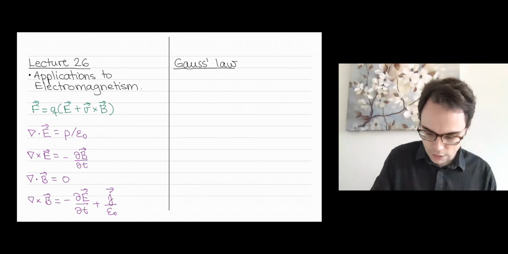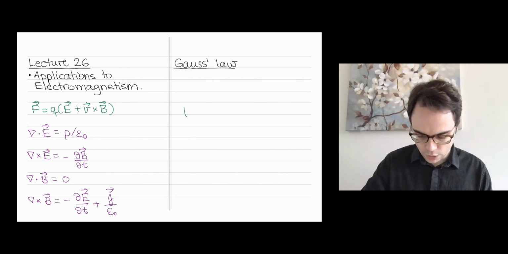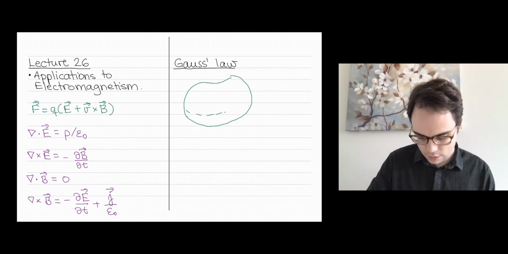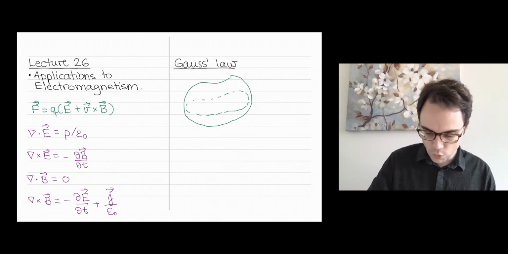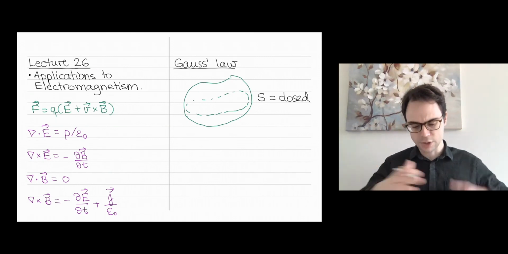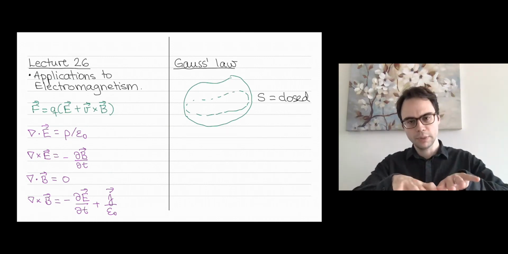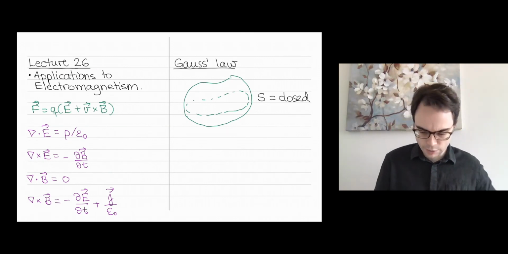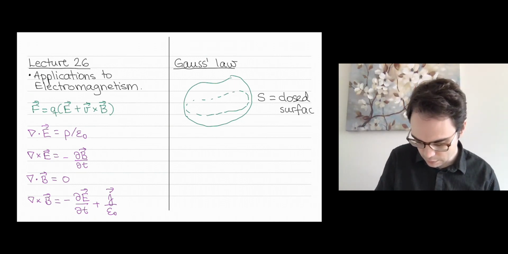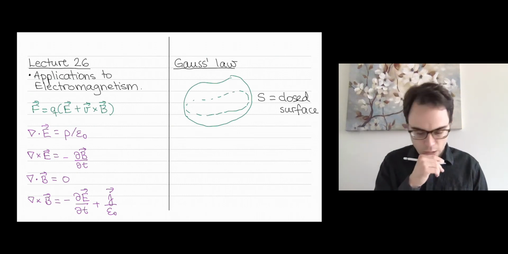Okay, so in Gauss's law, we draw up a closed surface S. Gauss's law applies to a closed surface S. It's an ideal surface. It's an imaginary surface that you can place with your mind in space. So it's a closed surface in space, but it's an imaginary thing.